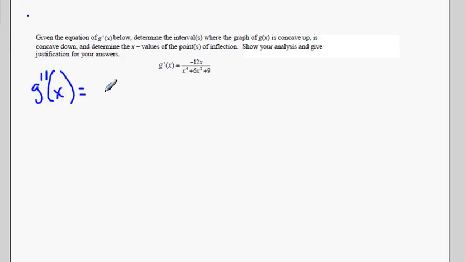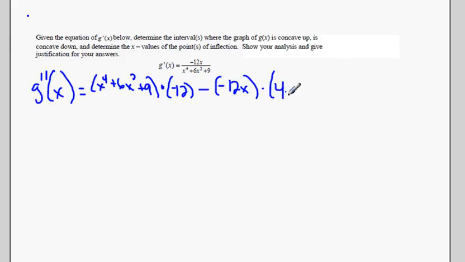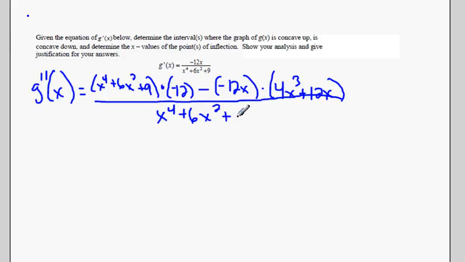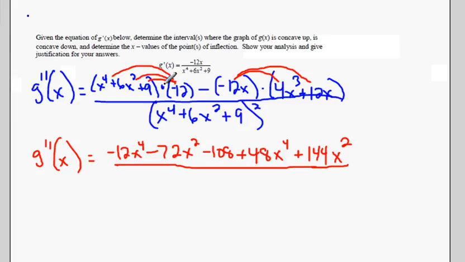Second derivative. So using the quotient rule, Hi D-Lo: write the denominator, x to the fourth plus 6x squared plus 9, times the derivative of the numerator, that's negative 12, that's just multiplication, minus Ho D-Hi, so that's the numerator times the derivative of the denominator, 4x cubed plus 12x, all over the denominator squared, and that's going to be x to the fourth plus 6x squared plus 9, all squared. I'm going to rewrite that a little bit differently in the next step.